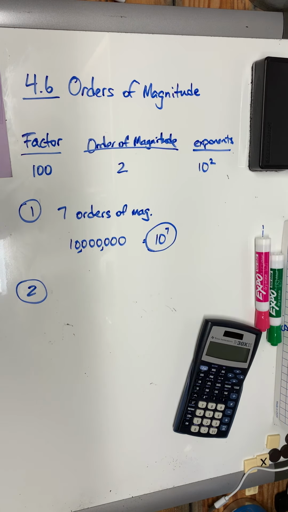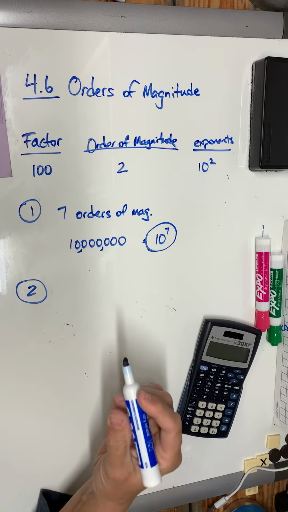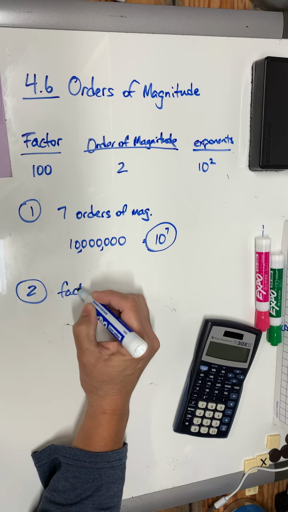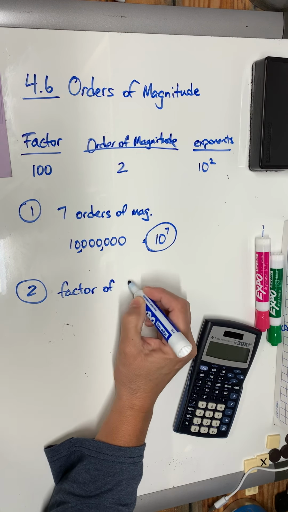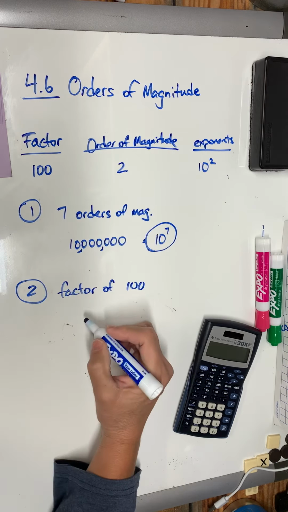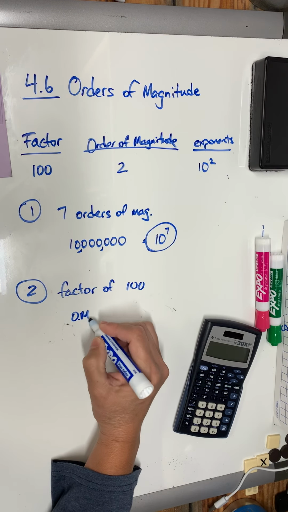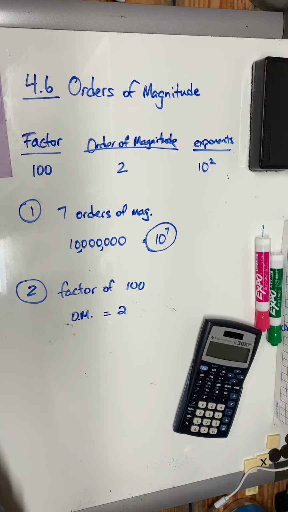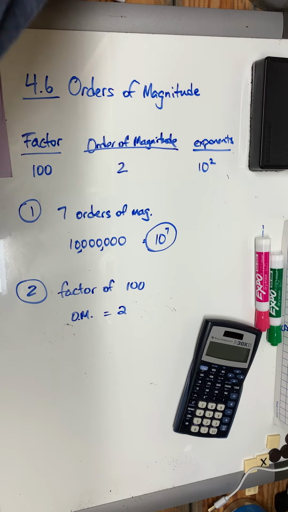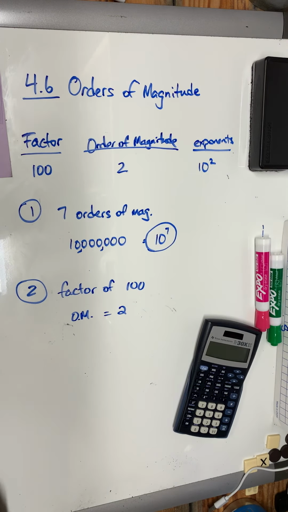Number 2 on mine says, if the moon grew by a factor of 100, by how many orders of magnitude would it grow? So if it grows by a factor of 100, then the order of magnitude would be 2. So 2 would be my answer for that question. Let's look at number 3.